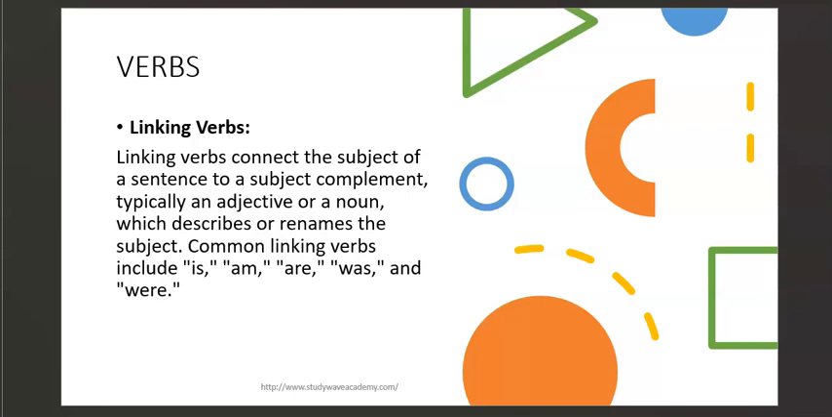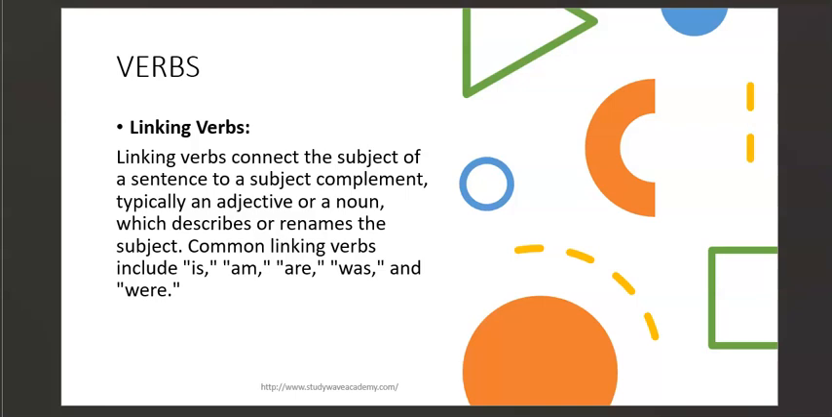And just to mention, who knows the other name of linking verbs? What are they? So linking verbs are also called helping verbs. So we have is, we have am, we have are, we have was, we have were. So these are linking verbs.